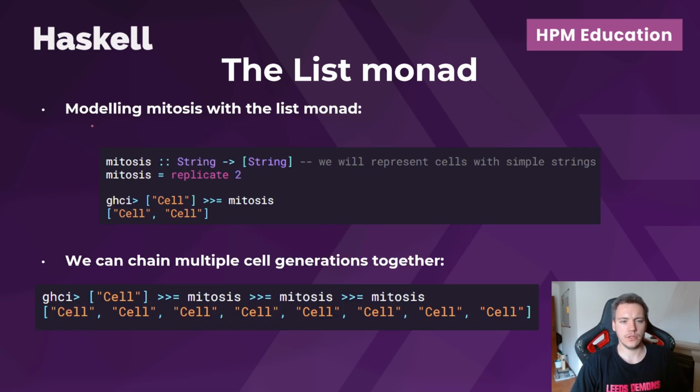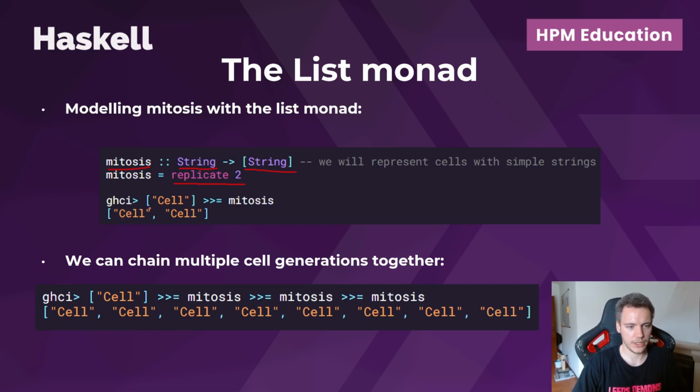Here is an example of a simple code block to illustrate how binding on lists works. And here the example is modeling mitosis. Mitosis being a process where one cell splits into two exactly the same daughter cells. So we can model this process with the list monad, and in this case we'll represent cells with simple strings, and mitosis is then a function from a string, a cell, that gives back a list of strings, right? And it's simply a replicate 2. Whichever cell we got, once mitosis happens, we end up with 2 of those cells in a list.